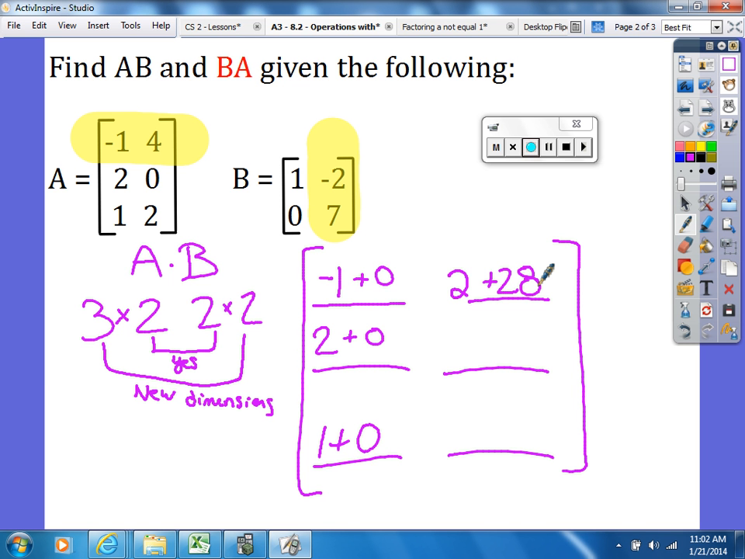All right. Justin, can you read me what you have in this row? Carter, can you read me what you have in this one? Good. And then the only thing to do now is to make another matrix that's your answer matrix. So negative 1 plus 0 is negative 1. 2 and 28 is 30. 2, negative 4, 1, and 12.